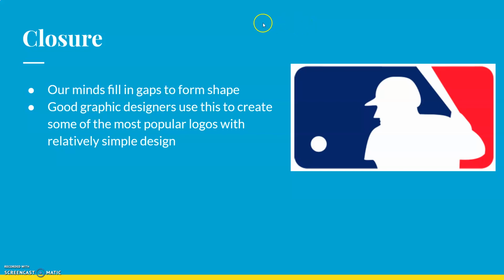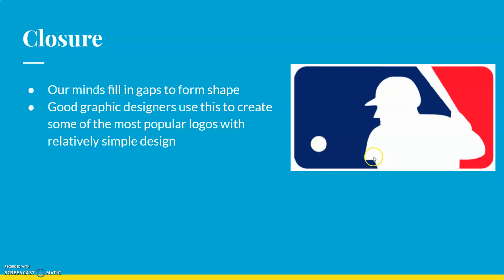And then for closure, our minds fill in gaps to form shapes. Good graphic designers will use this to create some of the most popular logos with relatively simple design. Closure here, like this is technically negative space here. This baseball player about to hit this ball here, but it's the main focus of, like, you can look at this and tell that it's a baseball player about to hit a ball. It's in some ways the positive space.